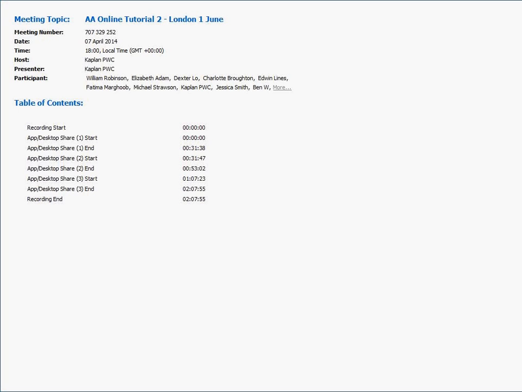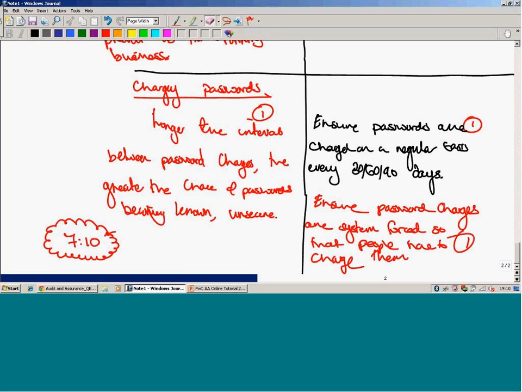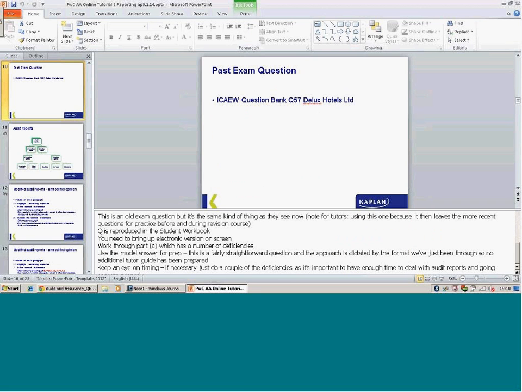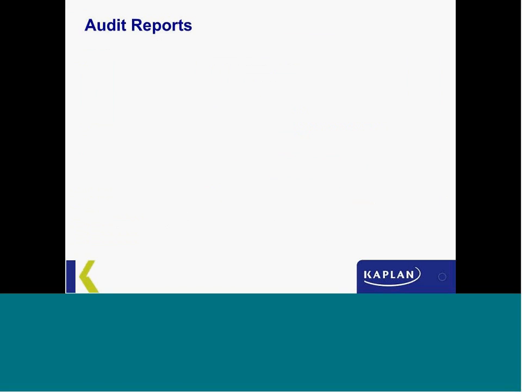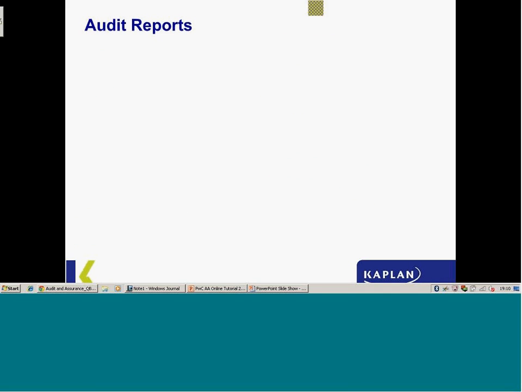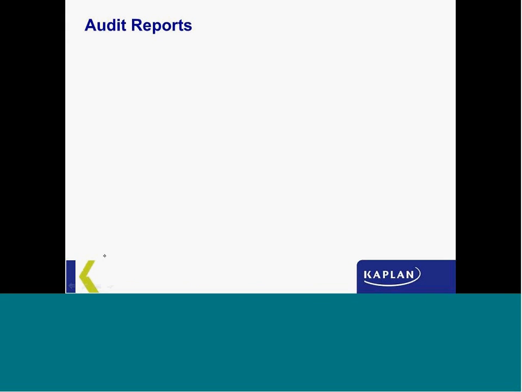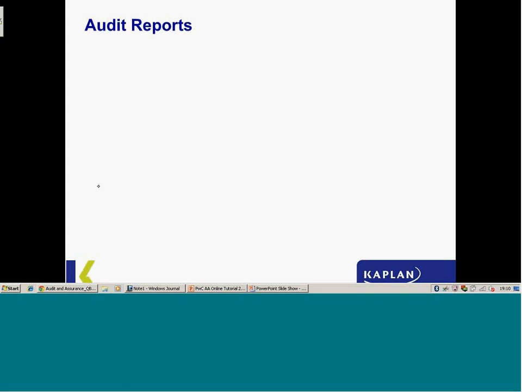Yeah. Let's make a start again then for this evening. What we're going to think about now is audit reporting. That was our reports to management. Now we have a bit more of a think about audit reports. Reports are all about what happens on completion of a statutory audit.